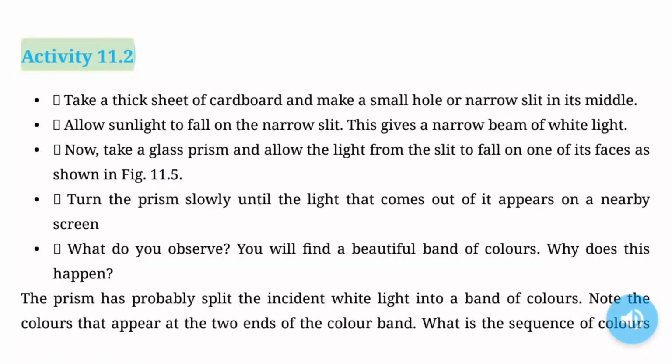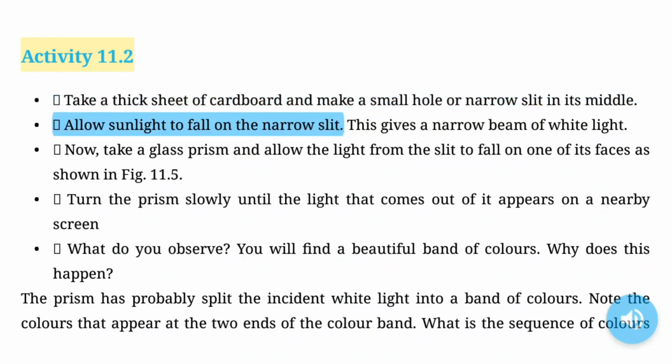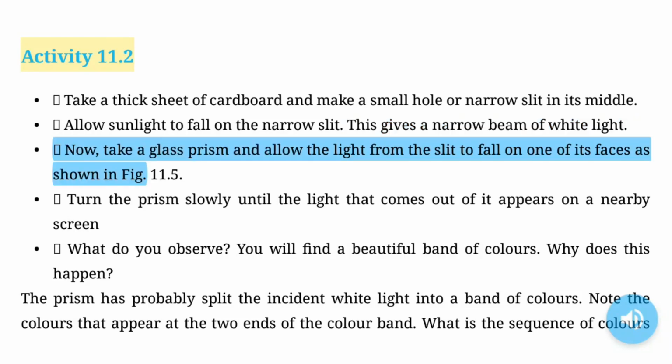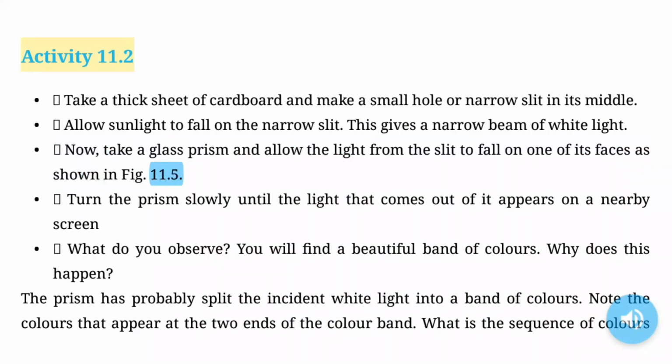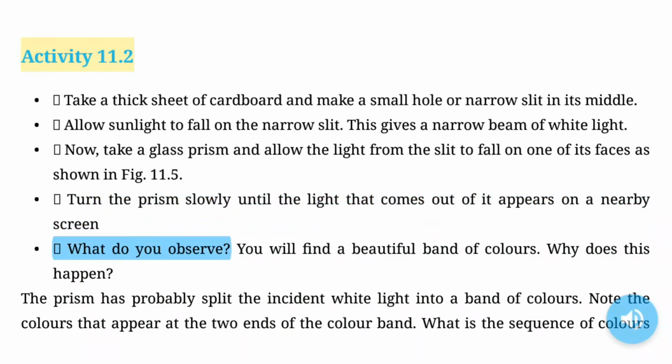Activity 11.2. Take a thick sheet of cardboard and make a small hole or narrow slit in its middle. Allow sunlight to fall on the narrow slit. This gives a narrow beam of white light. Now, take a glass prism and allow the light from the slit to fall on one of its faces as shown in Fig. 11.5. Turn the prism slowly until the light that comes out of it appears on a nearby screen. What do you observe?